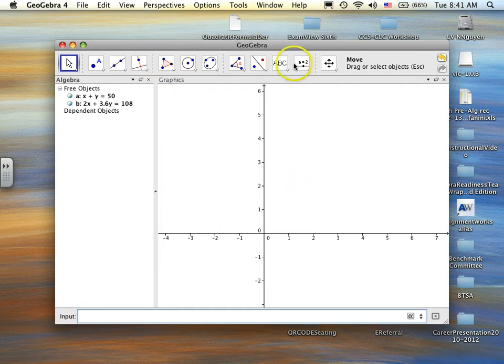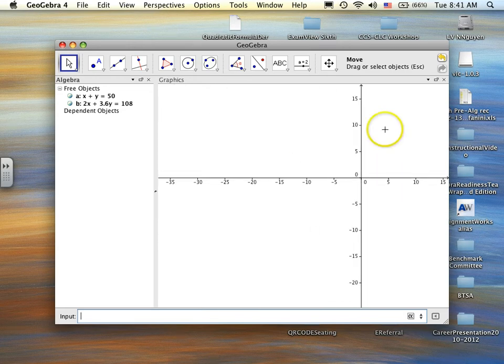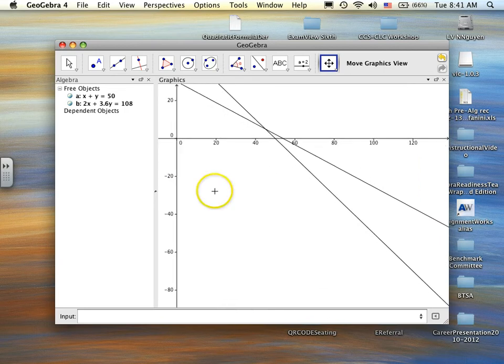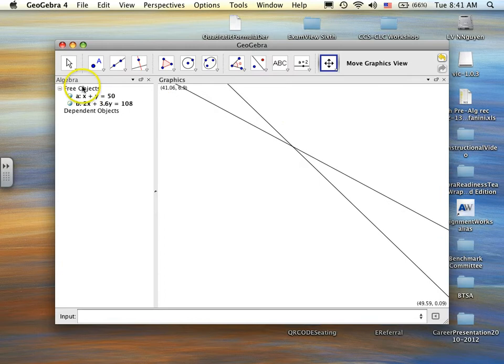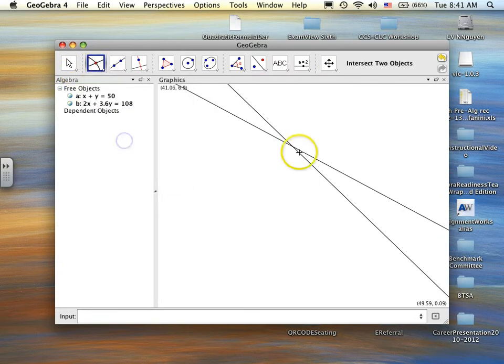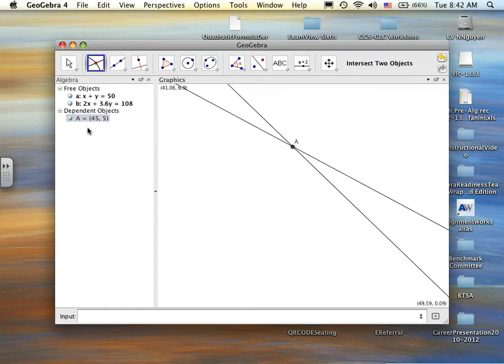So let me go ahead and zoom out here to show you. I'm seeing something. There it is. So let's zoom in on the intersection right there. If you can go ahead and click on this, there's a tool called intersect two objects, and I just select the intersection point, and voila, there it is. See that? Let me show you something here too.